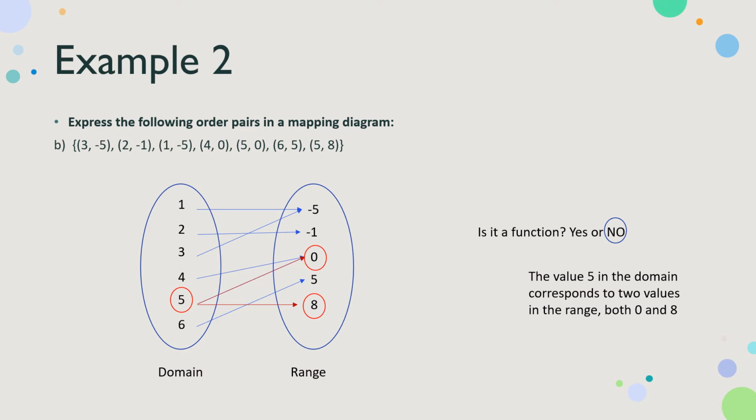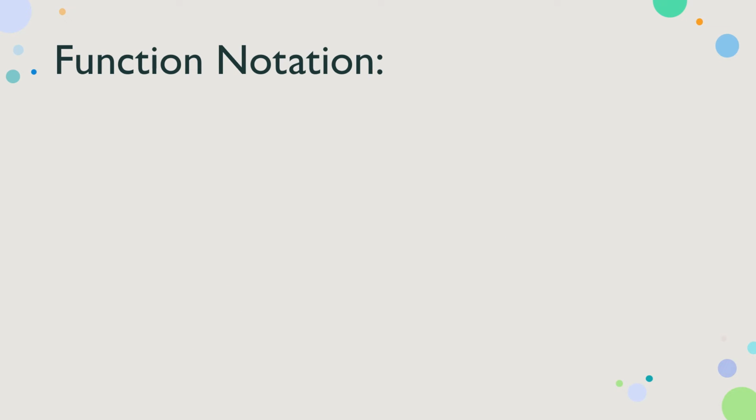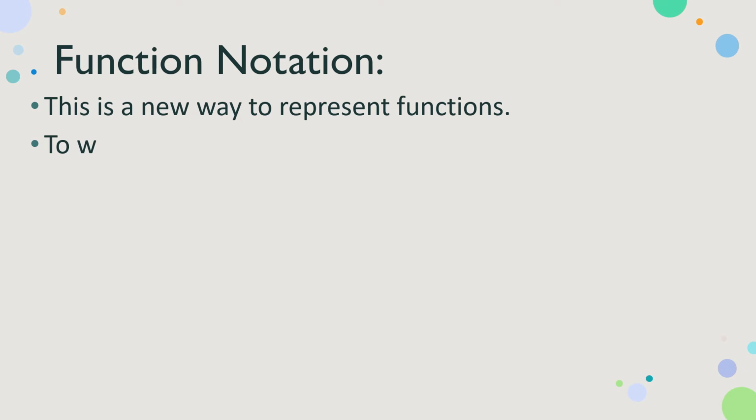So that is mapping diagrams. It's just another way of representing relations. All right, now we're going to talk about expressing stuff as a function. Function notation. This is how you're going to see functions for the rest of your mathematical career. Most of the time functions are expressed in this notation. So it's a new way to represent functions.